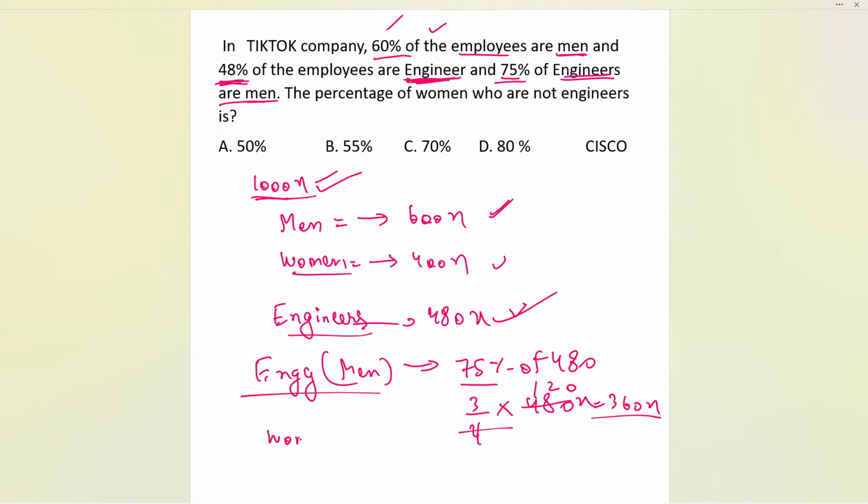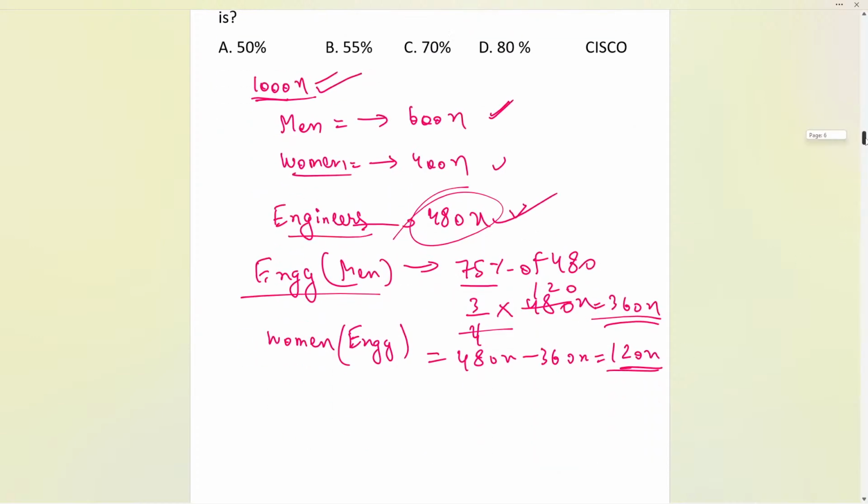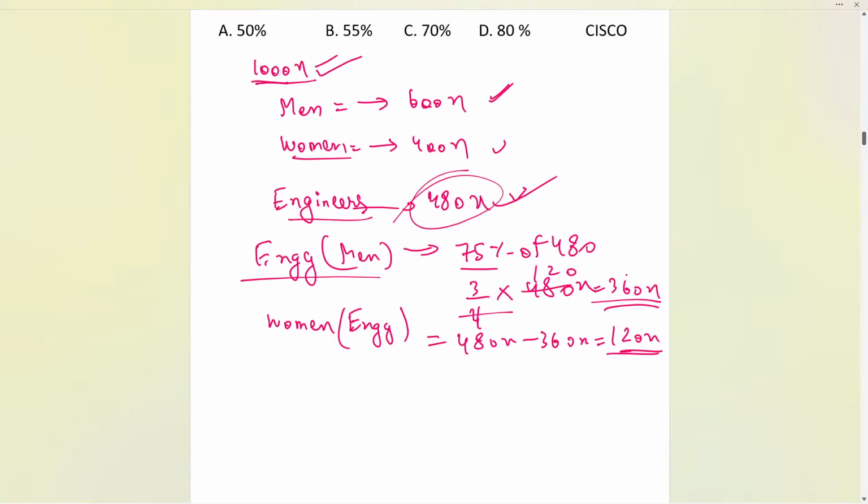Now, if I talk about women who are engineers, that will be total engineers minus these men. It will be 480x minus 360x. That is 120x we have. Great, Tushar. That is great. Now, after this 120x we have got, what do we need?